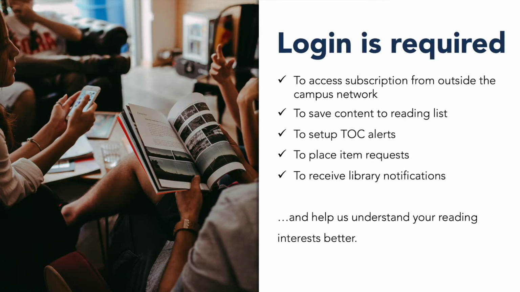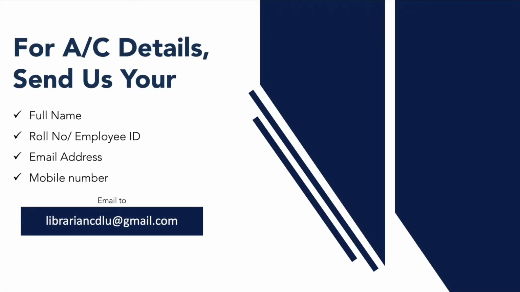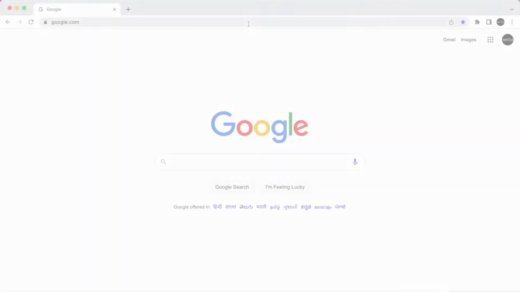You need to have login credentials. We recommend you to log in even inside the campus, but from outside the campus it is mandatory. In case you do not have your login details, we recommend you to write an email to librariancdlu@gmail.com along with your full name, your enrollment number or employee ID, your email address, your mobile number, or your department. With all these details, when you send out an email to the librarian, we will be able to register you on the platform and will send you the login credentials in the next 24 hours.